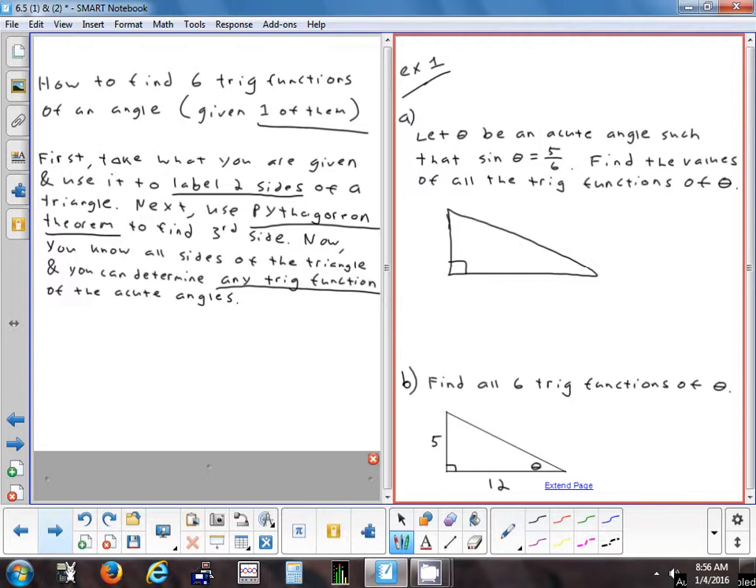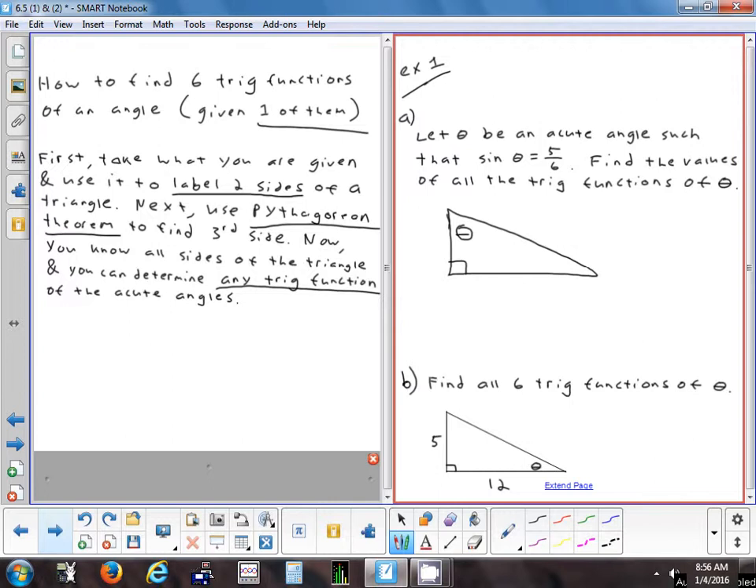So what do I have to do to figure out where opposite and adjacent go? Yeah, I have to figure out where theta is. I have to put theta somewhere. It doesn't matter where you put it. You can put it anywhere you want. Okay, so let's just put it at the top. Now that I made that decision, I know where opposite is and I know where adjacent is.